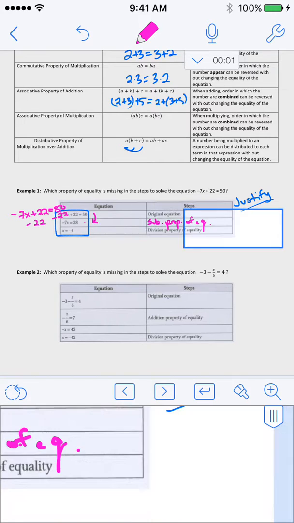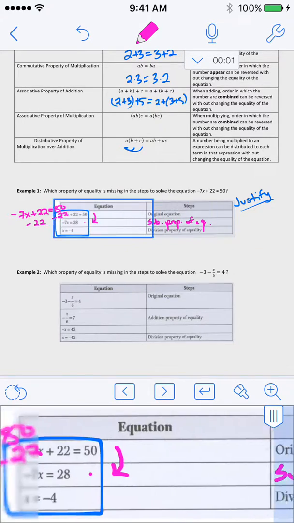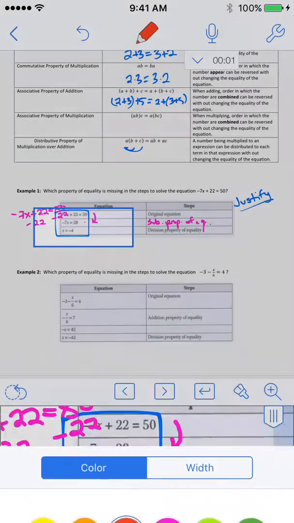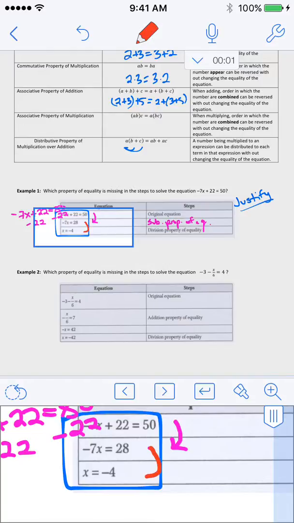Now let's just double check that they've actually finished this how they should. Let's go back and see what the next step was. So how did they get from here to there? Let's see. Well, negative 7x equals 28, and then all of a sudden they arrived at x equals negative 4. How did they do that? Well, did they add to both sides? No. Subtract to both sides? No. It looks like they divided on both sides, right, by negative 7.